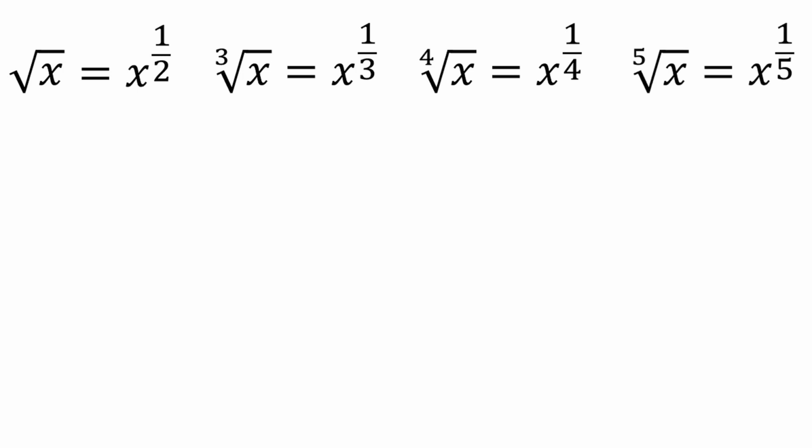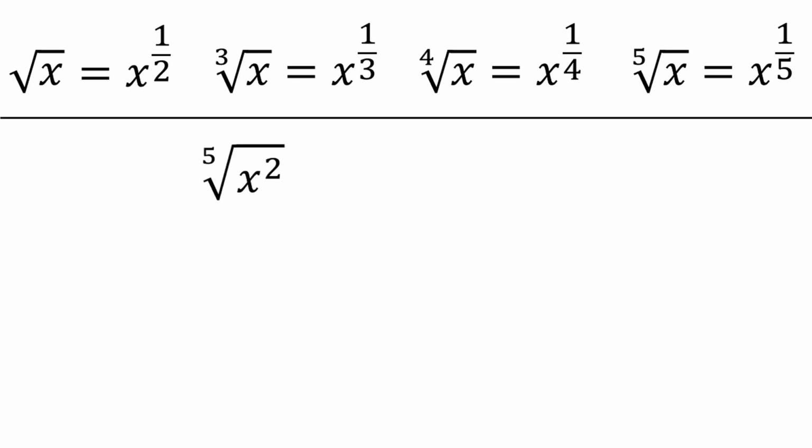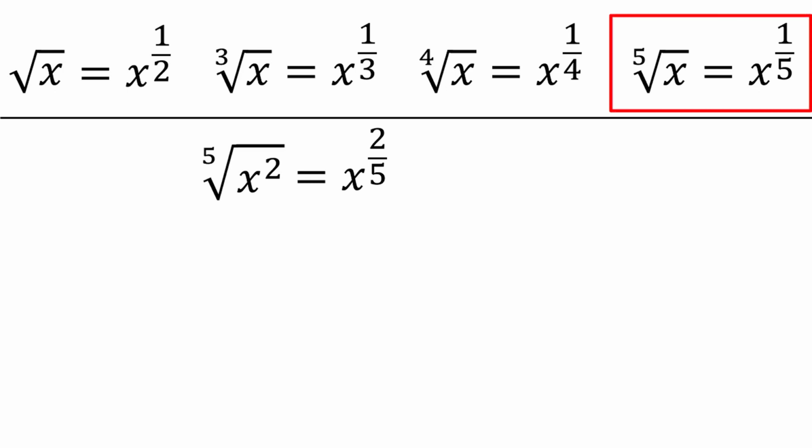Well, if what you have underneath the radical sign is already raised to a power, like the fifth root of x squared, this can be rewritten as x to the 2/5 power. This should hopefully make sense. If we had just x to the first power, the answer would be x to the 1/5 power. So if you have x squared, or x to some higher power, the exponential form will just be x to whatever that power is, divided by the number on the root.